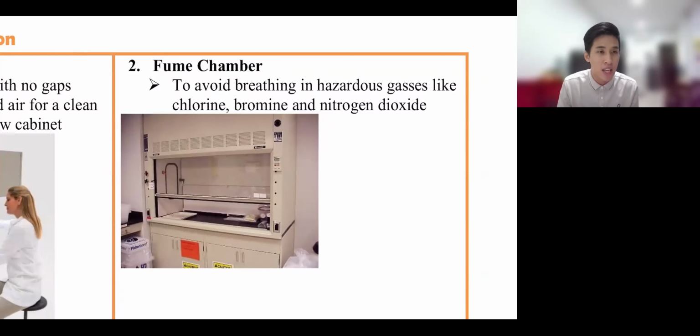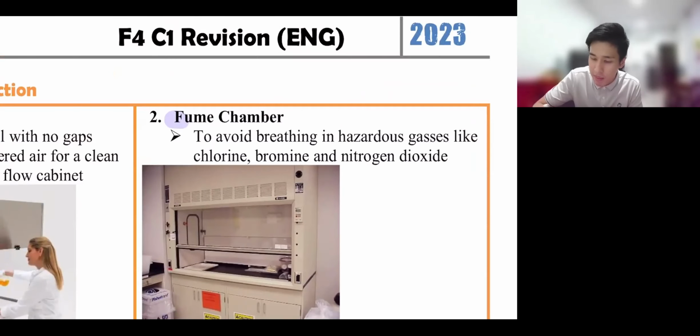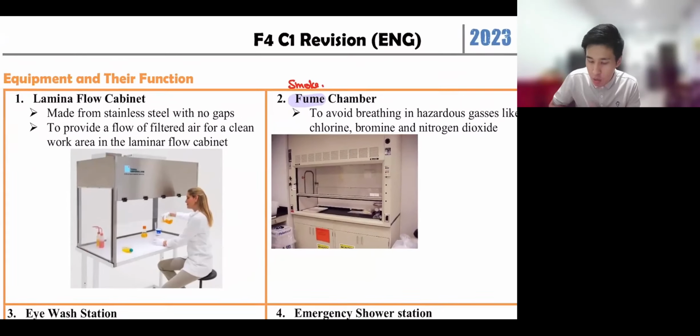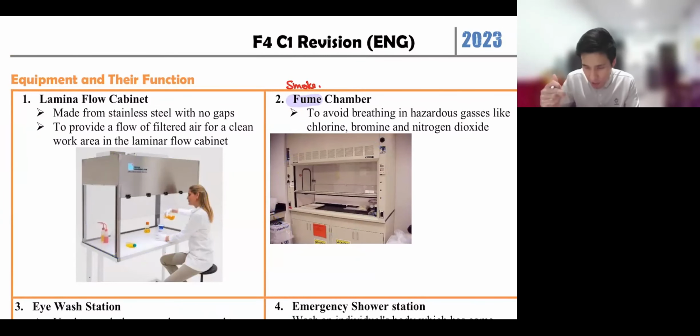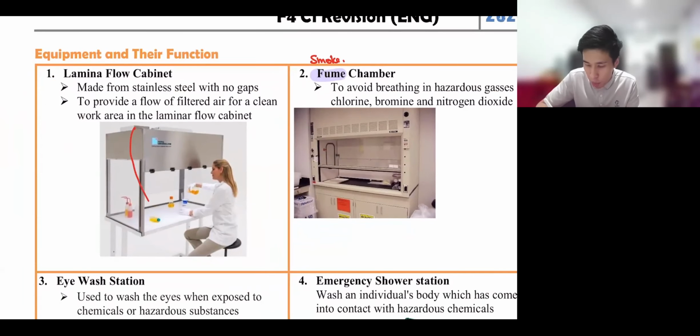It's called Lebo Wap in Malay. Yes, in BM it's called that. Correct. In English, it's called a fume chamber. So fume, or asap, stands for smoke. These two look quite the same because they're like two boxes like that. But the difference is that one is blowing air out, one is sucking air in.